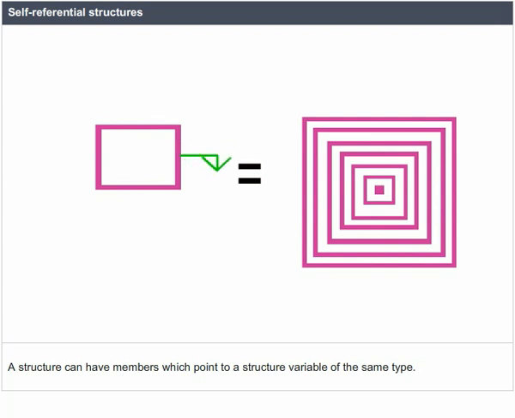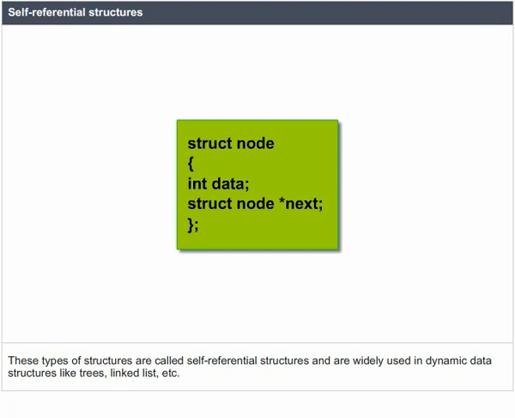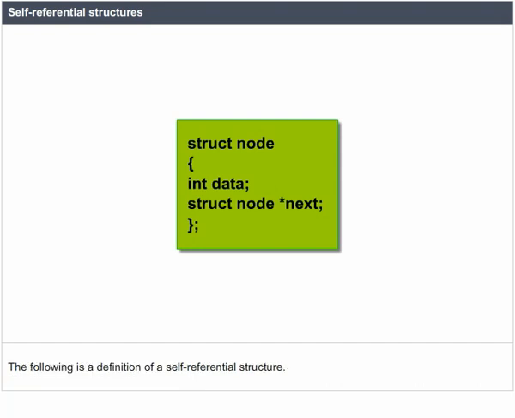Self-referential structures. A structure can have members which point to a structure variable of the same type. These types of structures are called self-referential structures and are widely used in dynamic data structures like trees, linked lists, etc. The following is a definition of a self-referential structure. Here, next is a pointer to a struct node variable. It should be remembered that a pointer to a structure is similar to a pointer to any other variable.